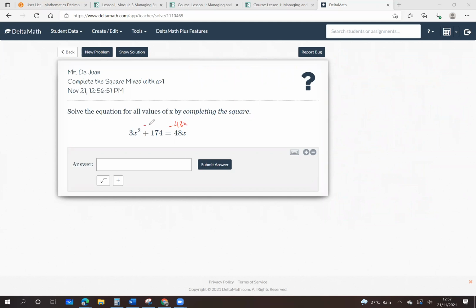Minus 48x. Now you have 3x squared minus 48x. Well, let me just write down the equation that we have. 3x squared minus 48x plus 174 equals y, equals negative 174. Why negative 174? Because in step 1, I have to move my c term over. Haga el revés. Do the reverse.